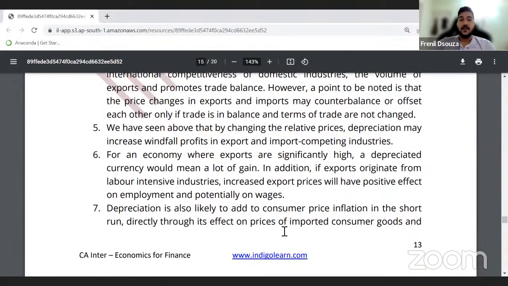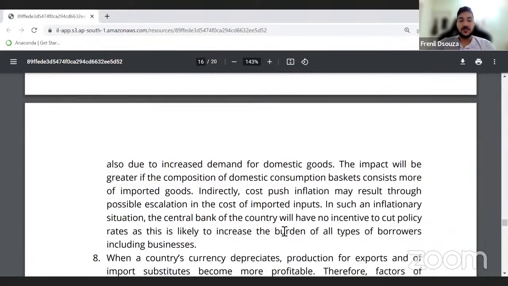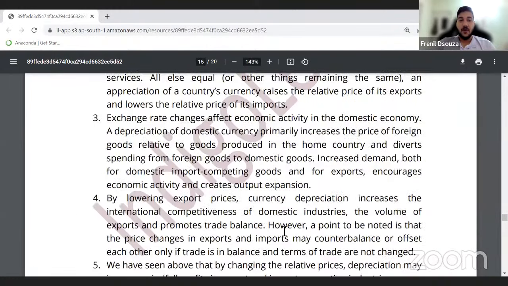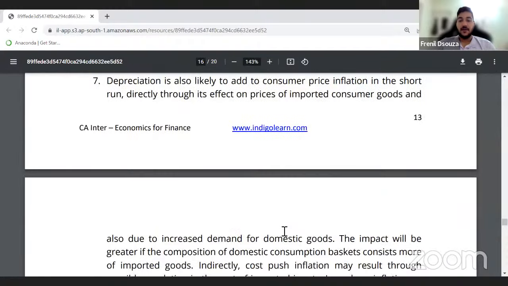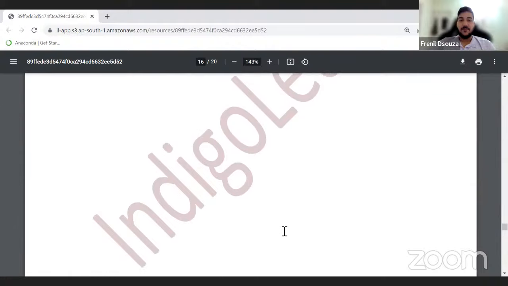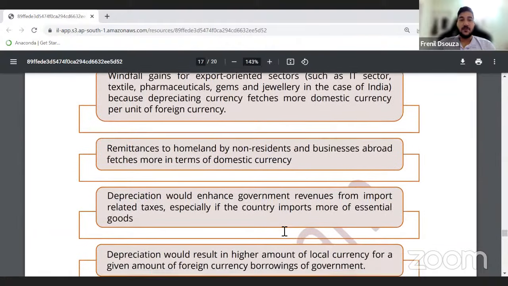Okay, and that happens whenever there is depreciation of home currency. And I have given the rest of the points. There are 8 points. Read them all. Remember 4, and any point can form a question. Now, other impacts of foreign depreciation are given over here.